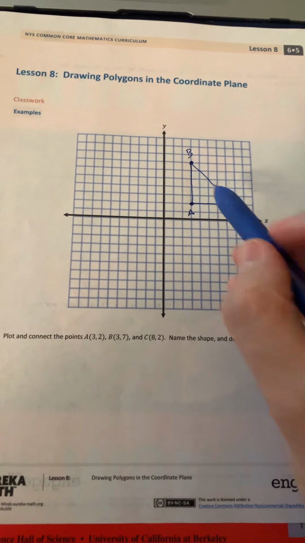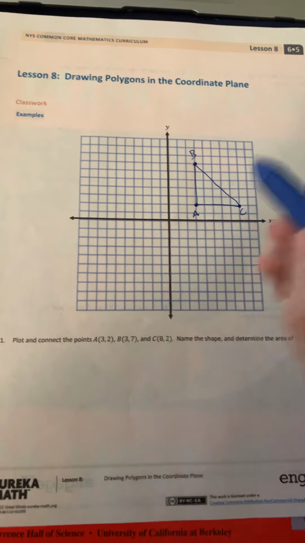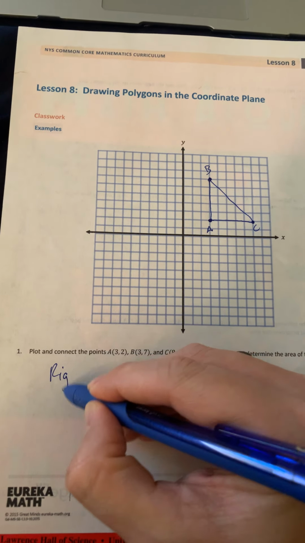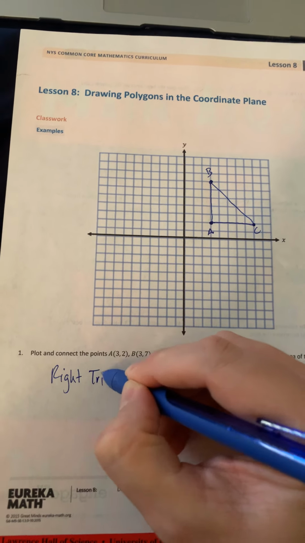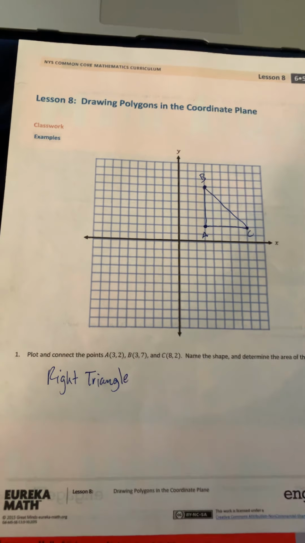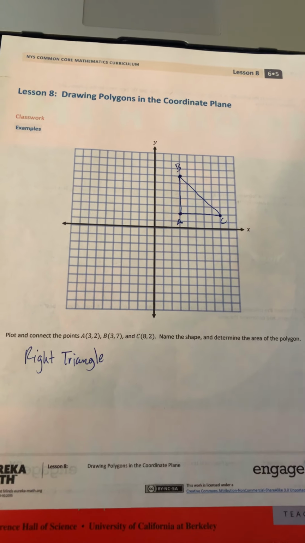Okay. And it's telling us to name the shape. What type of shape is this? There's a clue right here, even in the corner. It's a right triangle, like you guys mentioned to me in the virtual classroom, which was so quick and legit, and determine the area of the polygon.